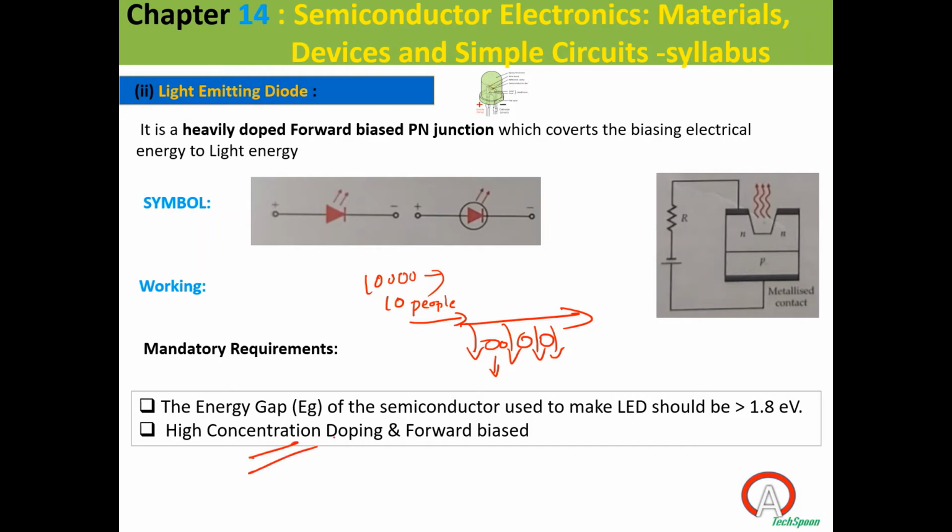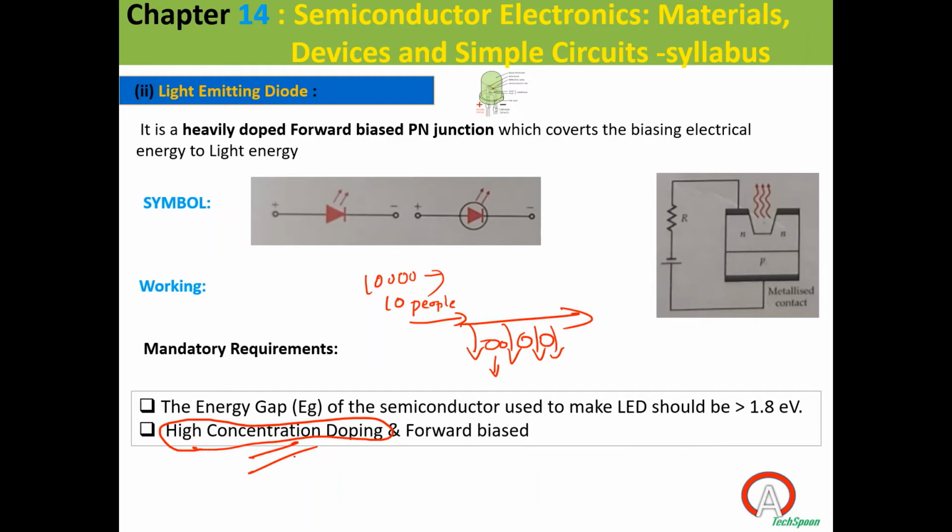For getting the light output, the energy we require to emit, what needs to happen? We need more recombination of electrons and holes. That is why we are giving high concentration doping. If I increase the concentration of doping, it means more free electrons and more holes. So the chances of recombination will be high and more energy will get emitted. So we will get the light out. Clear?